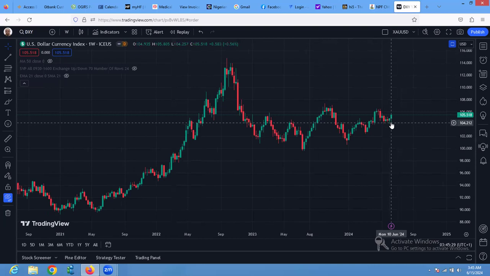And that this is a correction against this top here. That this should not break this area before we come to the downside. Are we done with this correction? Are we going to be seeing a bearish move in the coming week? So we're going to see all of that.